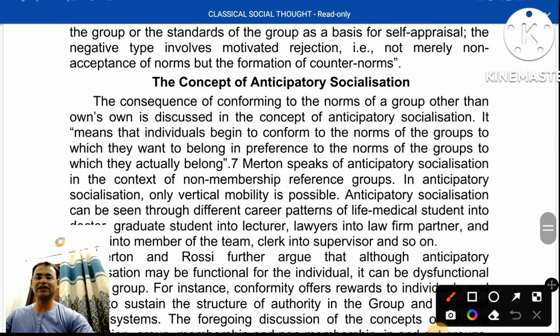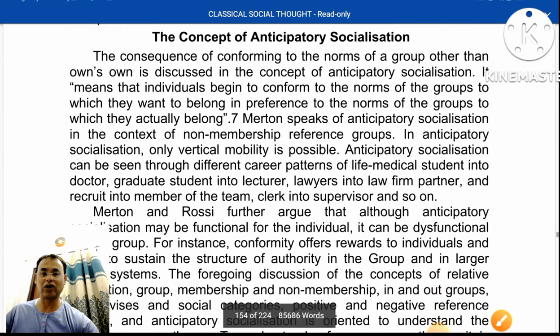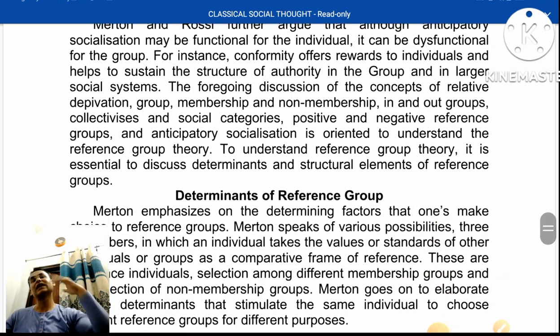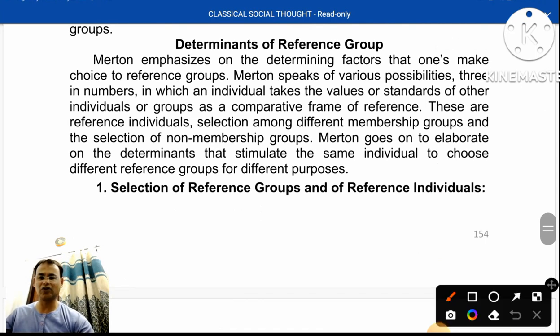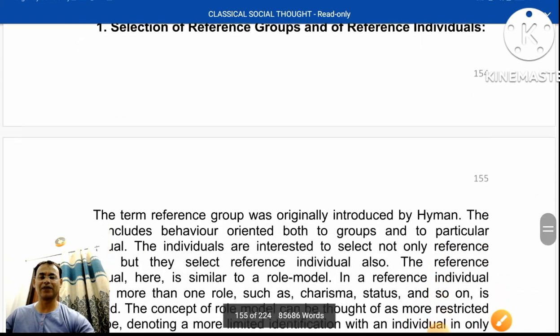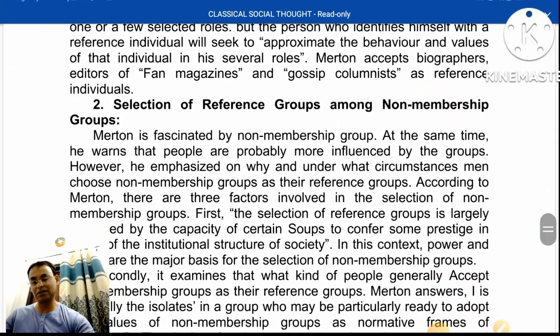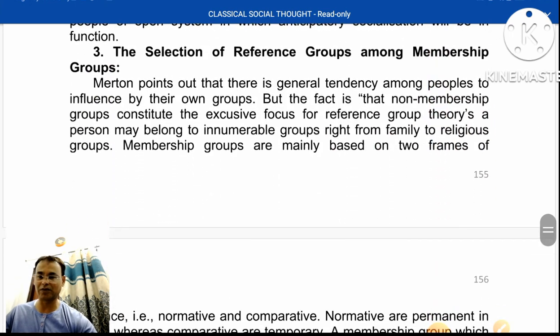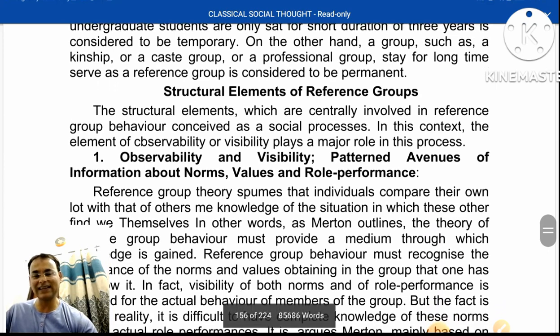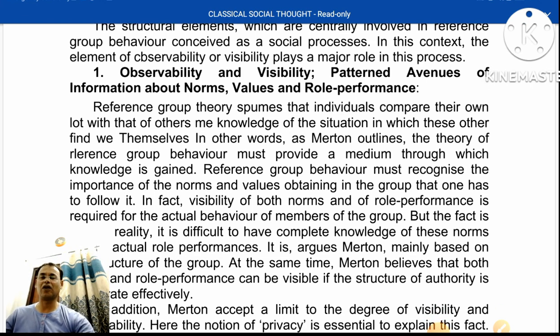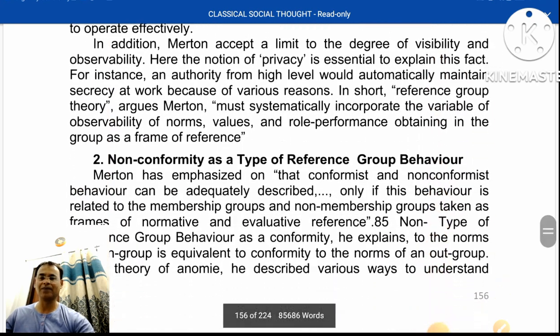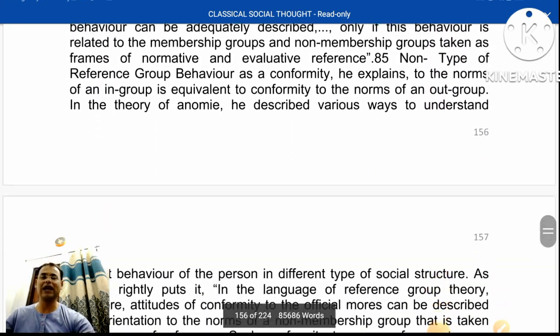The concept of anticipatory socialization is also given by R.K. Merton. Very important: a person wants to socialize for whatever he will do in the future. To understand reference group theory, it is essential to discuss anticipatory socialization also. Determinants of reference group: selection of reference group and reference individual is very important. Selection of reference group among non-membership groups and selection of reference group among membership groups. There are many types. Structural elements of reference group: observability and visibility, patterns, avenues of information about norms and values, role performance. Non-conformity as a type of reference group behavior.